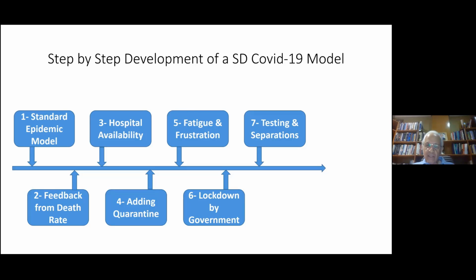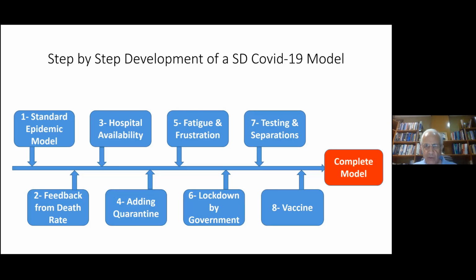Then we add testing and separation of asymptomatic patients, who do not have any symptoms but are infected, from the rest of the population, and we examine the impact of that. And at the end, we implement vaccination. And then when we put all these pieces together, we come to the complete model.